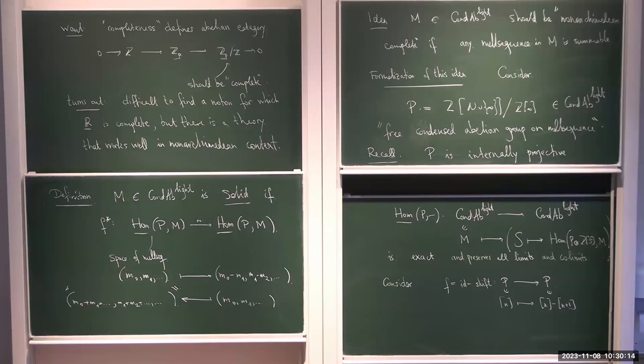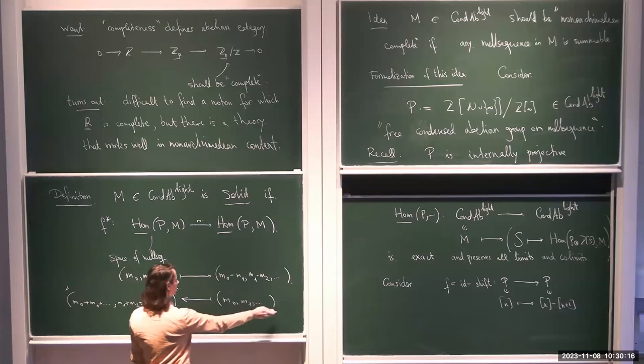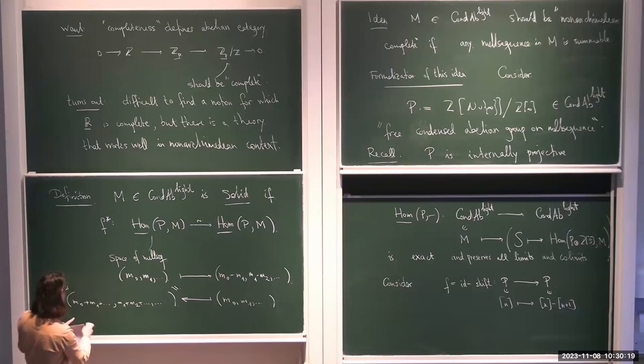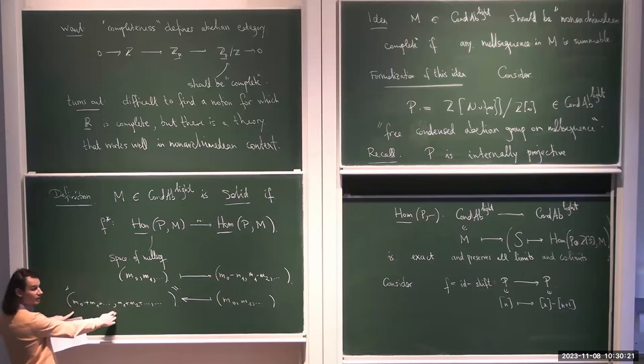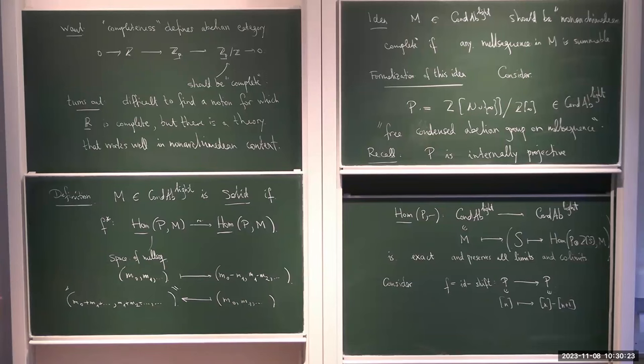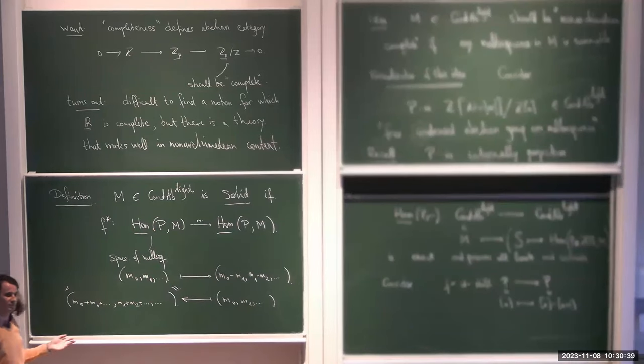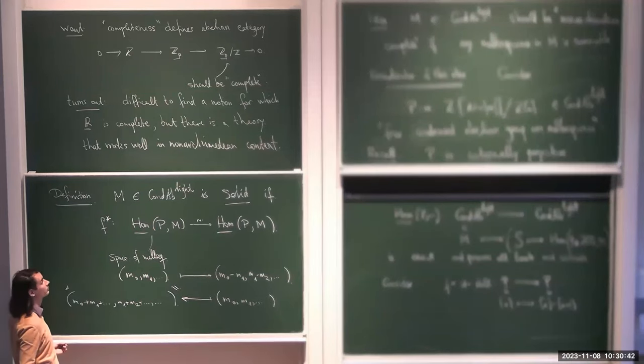So if there is an inverse, the inverse has to be thought of as a map that takes a null sequence and produces a new null sequence where the first term is just the sum of all of them. So this is one way to phrase the condition that any null sequence in M is summable. It's a very structured way of saying this, because maybe you would only have to say it on the actual Hom, not on the internal Hom, but it turns out to be much better if you ask the condition on the internal Hom.